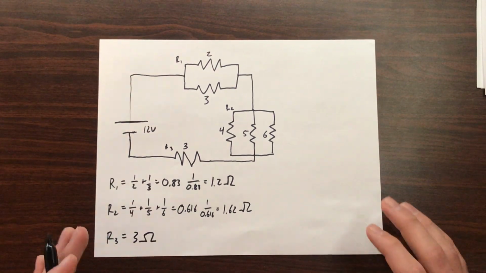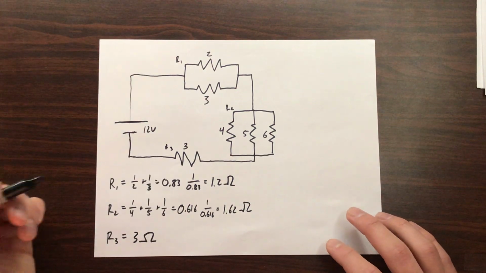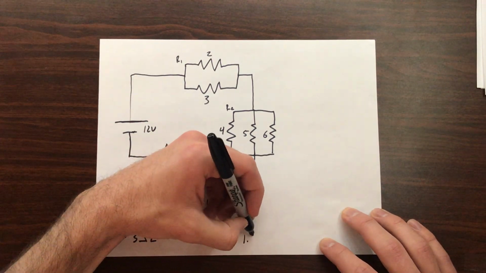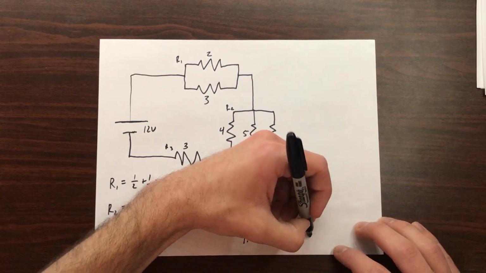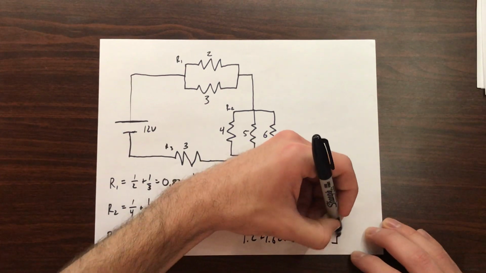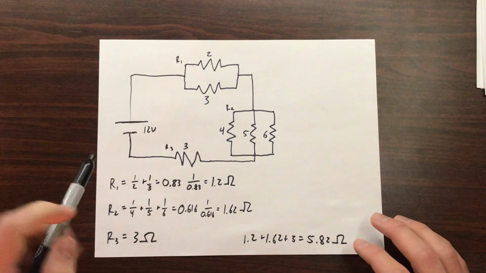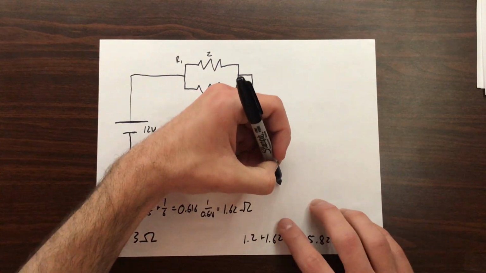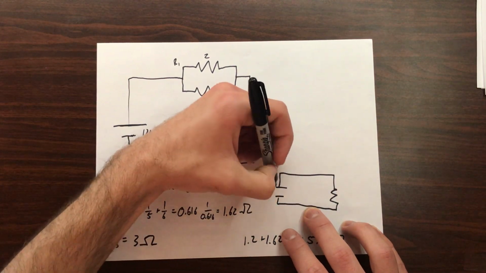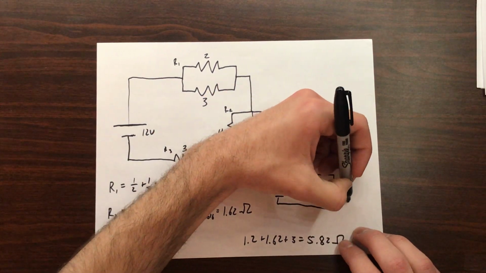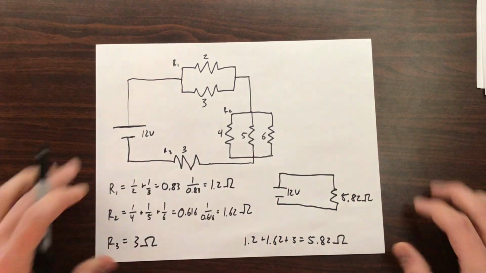So then we'll just treat this as 3 resistors in series, okay? And how do you solve for that? You just do R1 plus R2 plus R3. So you're going to do 1.2 plus 1.62 plus 3 equals 5.82 ohms, okay? So that's our total resistance running through this circuit. So again, just like we've done before, you can draw this as a single circuit of 5.82 ohms with a 12-volt battery, okay?